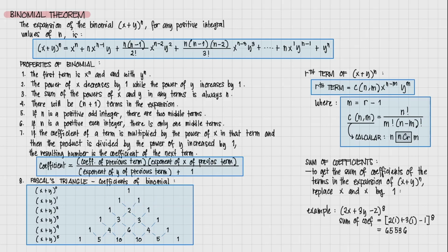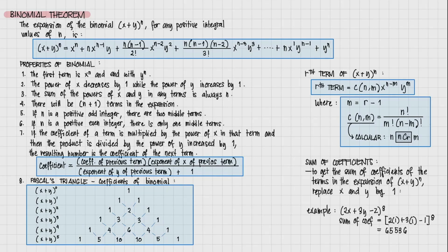Okay, last, sum of coefficients natin. So to get the sum of the coefficients of the terms in the expansion, you're just going to replace x and y by 1. Wait lang, this is a typo error. So this is supposed to be y by 1.